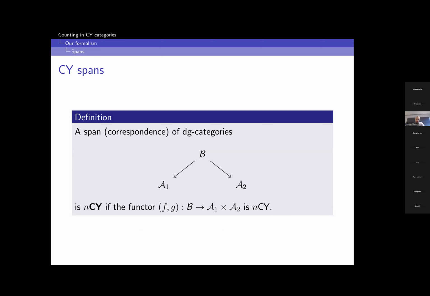So instead of manifold with boundary, you can think about Bordisms, manifolds with some ingoing and outgoing boundary. The categorical analog of that is you have a DG category, and a span of DG categories, so that the combined functor B to A1 cross A2 is a Calabi-Yau functor. So these things are called Calabi-Yau spans.